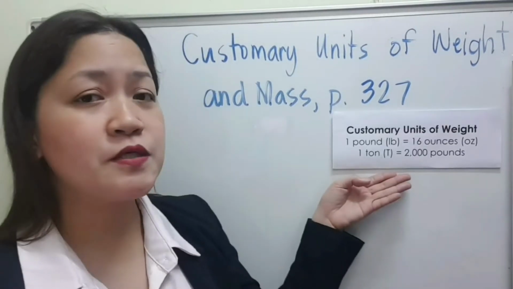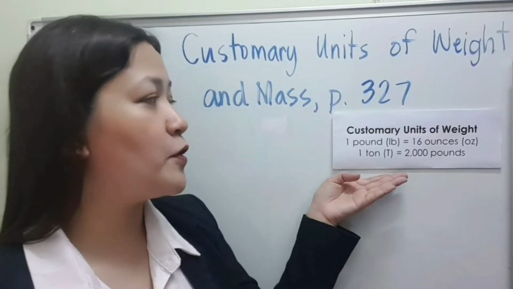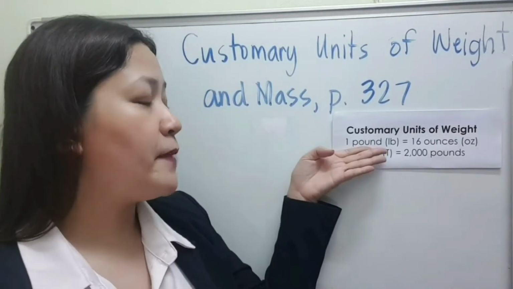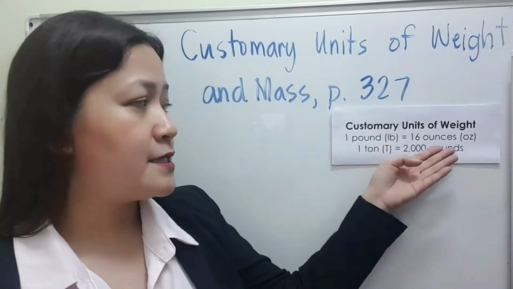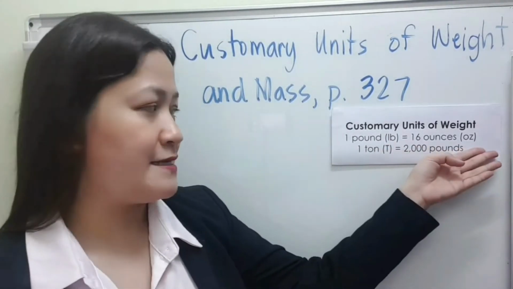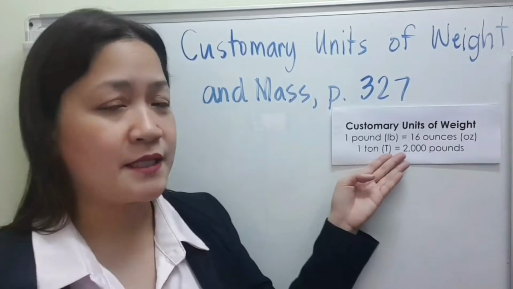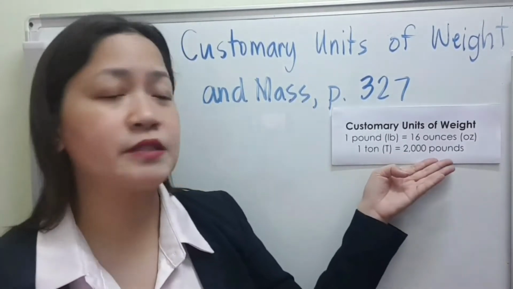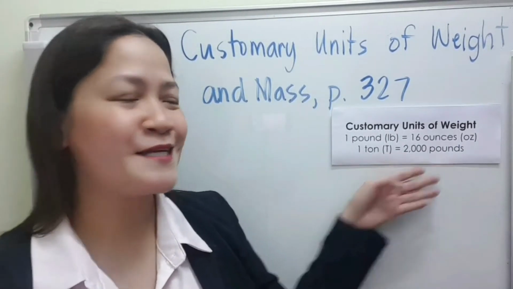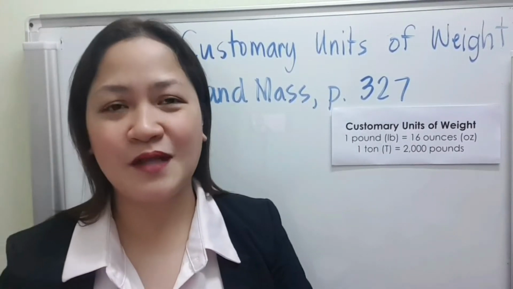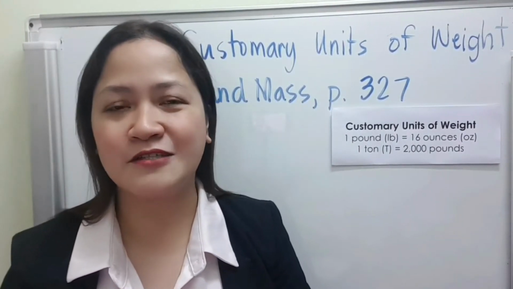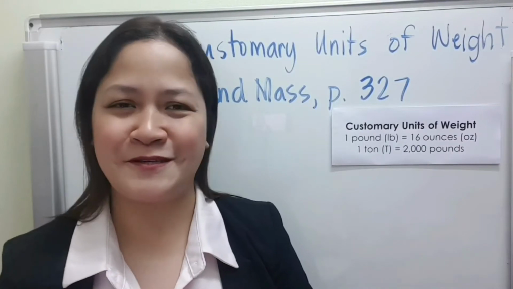So we are going to use this conversion factor for units of weight. 1 pound, abbreviated as LB, is 16 ounces, or OZ. 1 ton, or capital letter T, is equal to 2,000 pounds. So as you can see, there are only two. So it's quite short. So again, you don't have to memorize the conversion factor. But if you want, it's up to you.